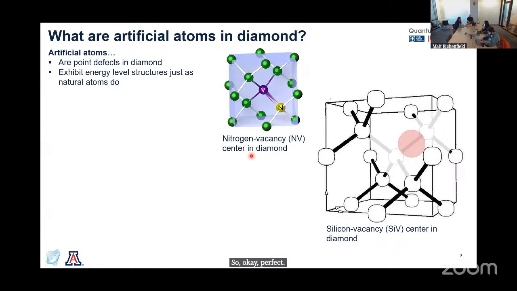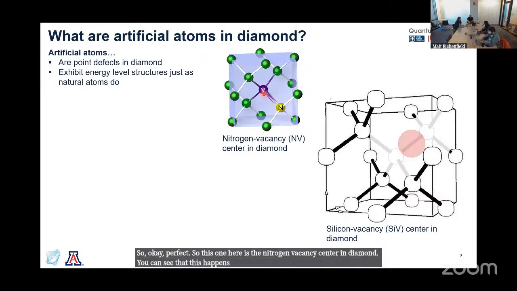So this one here is the nitrogen vacancy center in diamond. You can see that this happens when two adjacent carbon atoms are missing and a nitrogen atom sits at one of the two carbon vacant sites.